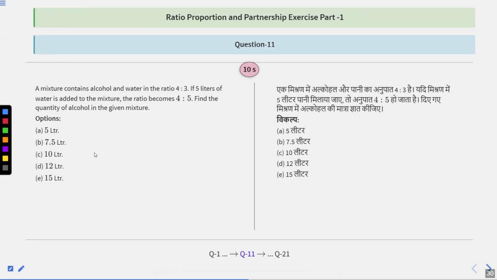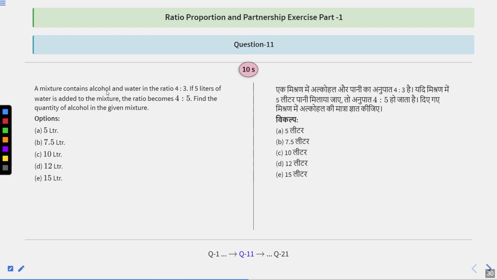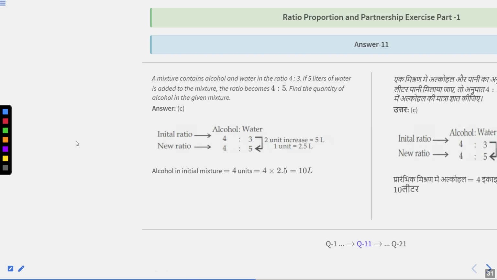Next one. A mixture contains alcohol and water in the ratio 4:3. If 5 liters of water is added to the mixture, the ratio becomes 4:5. Find the quantity of alcohol in the given mixture. Clear? You have 5 options and 10 seconds to analyze the question. Now time's up. Let's see the solution.